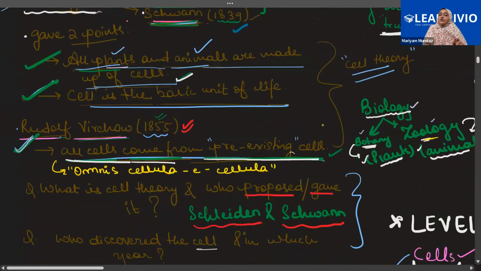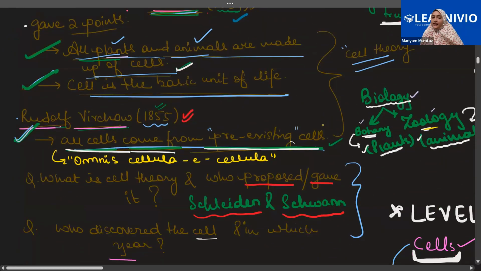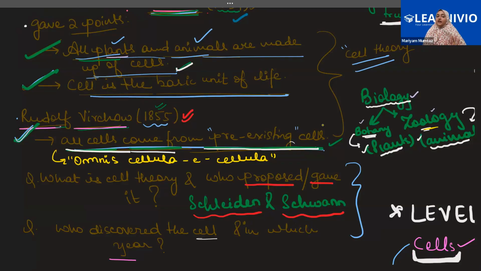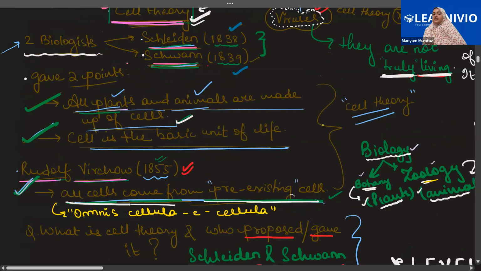Then came another scientist whose name was Rudolf Virchow. In the year 1855, he said that all the cells that exist have come from pre-existing cells. Meaning the cells that have already been existing divided and formed the new cells. This phenomenon wherein cells come from pre-existing cells, he called omnis cellula e cellula. This term means all cells come from pre-existing cells. So all in all, the cell theory was completed.